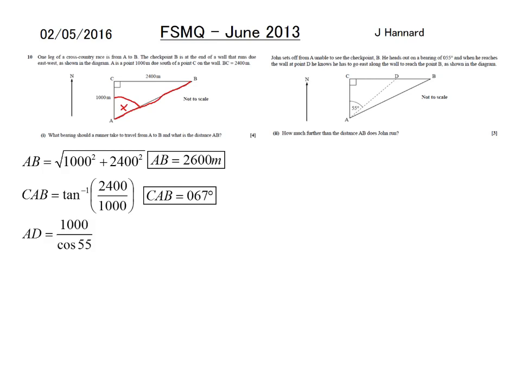So AD, this line here, is going to be adjacent over hypotenuse, so it's 1,000 over cos 55. We want the hypotenuse, by the way, so it's adjacent over cos, so you get that. AD must equal that then. So CD, this line here, is going to be 1,000 times sin 55, because it's going to be sin times hypotenuse.